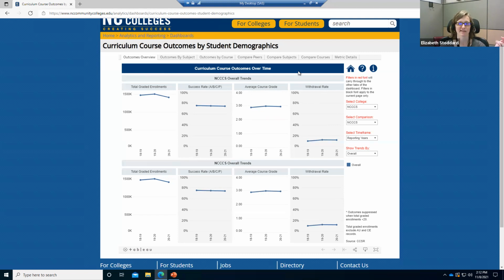And this dashboard lets you take 3 different paths. Most of these views show everything at the college level. So your total college success, your total college course grade, and withdrawal rate.